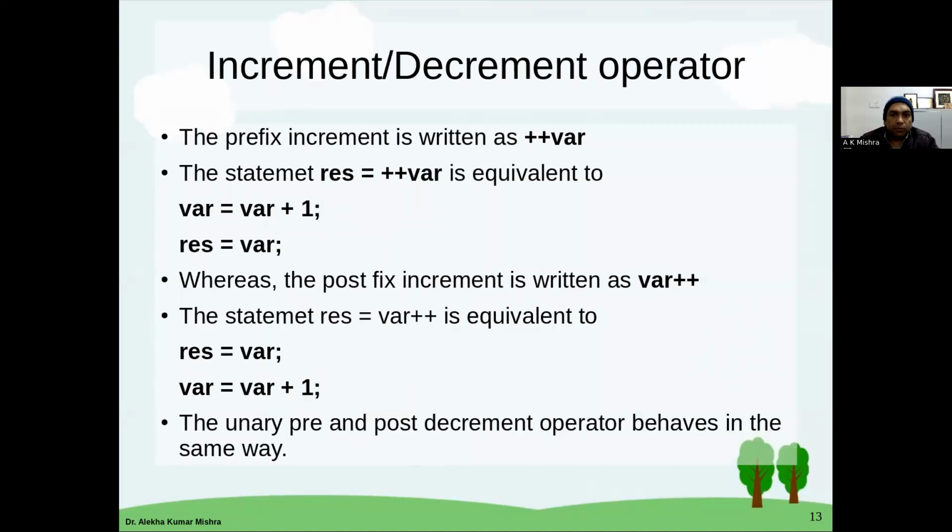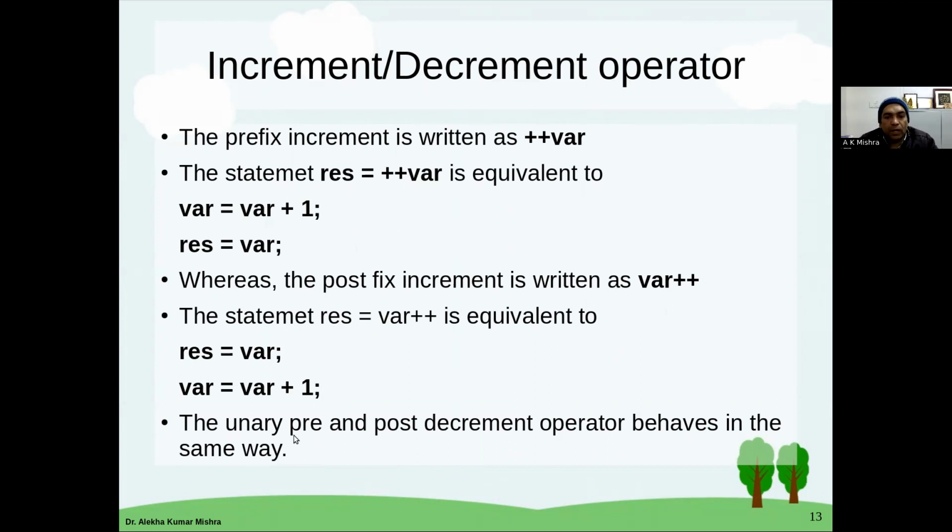The pre-increment is written as ++var. Suppose we write res = ++var. This is equivalent to first writing var = var + 1, incrementing the variable by 1, and then assigning this variable to the result variable. Whereas in post-increment, the plus plus appears on the right hand side, and when you write a statement like res = var++, it is equivalent to first assigning the value to res, then incrementing the variable var by 1.